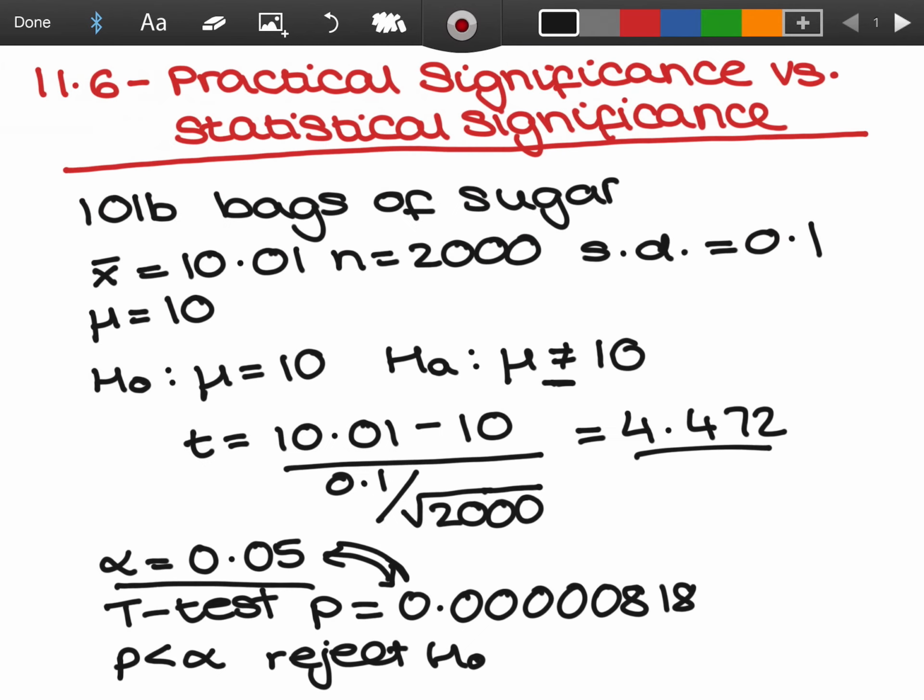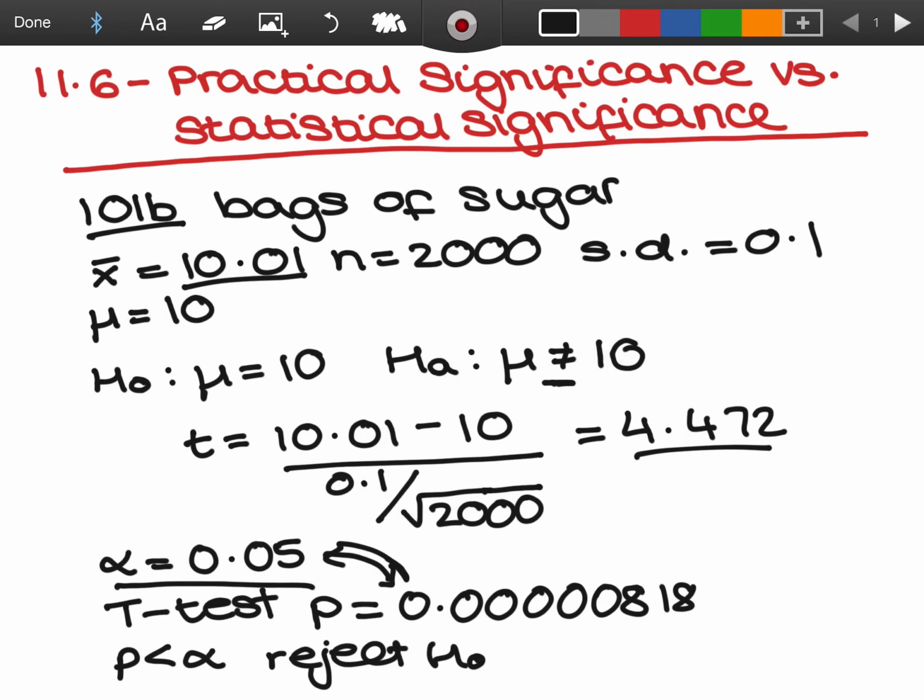But let's go back to the initial problem. We had these 10-pound bags of sugar being filled. When we took that sample, the sample mean was 10.01 pounds. Practically, the difference between 10 pounds and 10.01 pounds is basically nothing. There is hardly any difference. So this test is not practically significant, even though statistically we saw this massive difference.